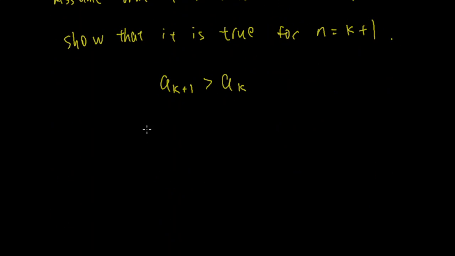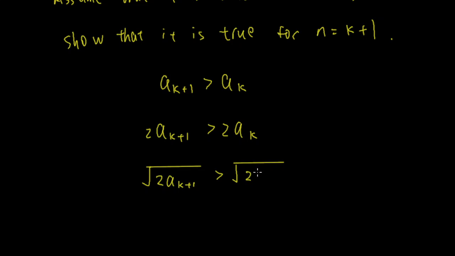Okay, so 2 times a of k plus 1 is greater than 2 times a of k. Right? Because if this is true, then multiplying both sides by 2 is still true for this inequality. Now take the square root of both sides. We have square root of 2 times a of k plus 1 is greater than square root of 2 times a of k. Well, that's true too, right? For this inequality, if this is true, then taking square root of both sides will still be true. Okay, from now on, what do we notice? What is square root of 2 times a of k plus 1?